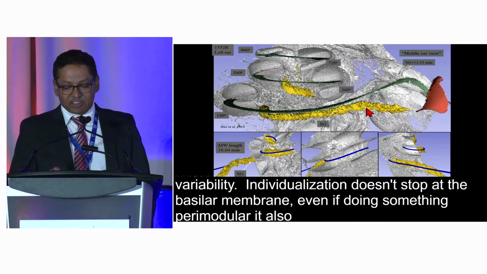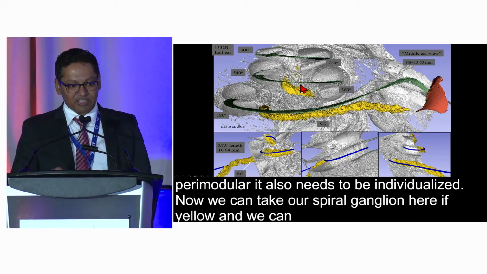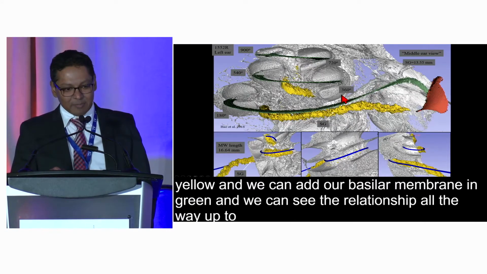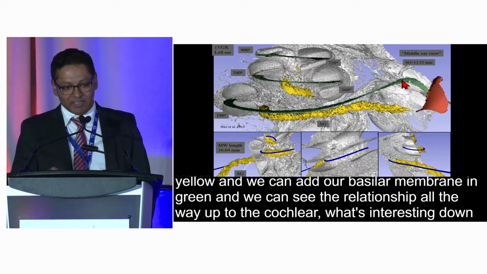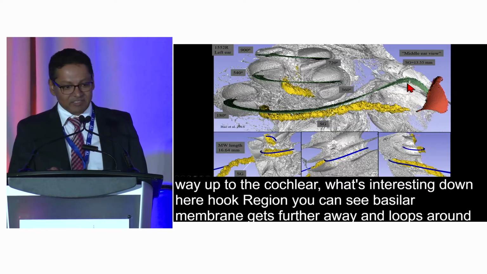Now we can take our spiral ganglion here in yellow, and we can add our basilar membrane in green. And we can see the relationship all the way up the cochlea. What's interesting down here is the hook region, you can see the basilar membrane kind of gets further away and loops around the round window. So this is a very complex anatomy down here at the base.